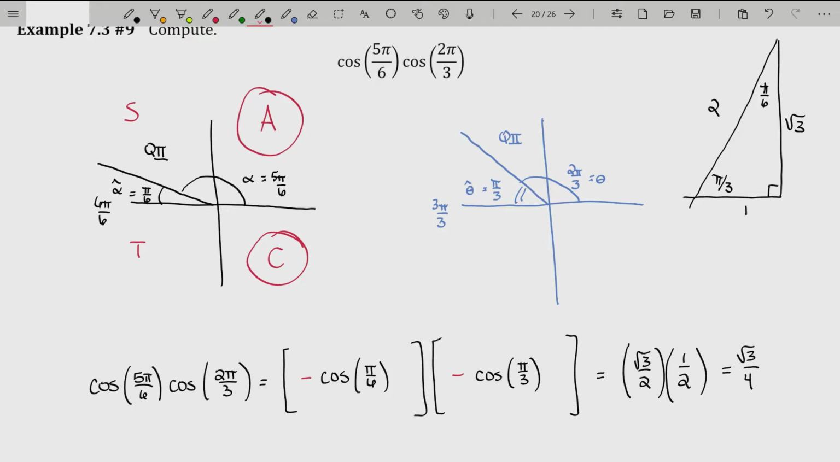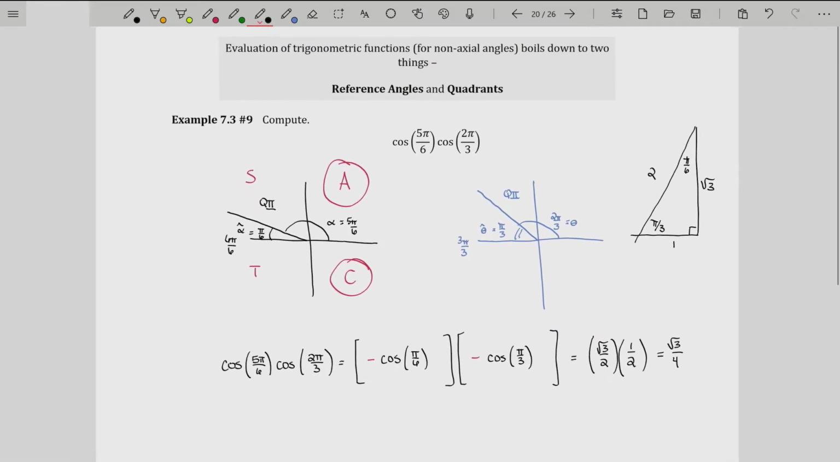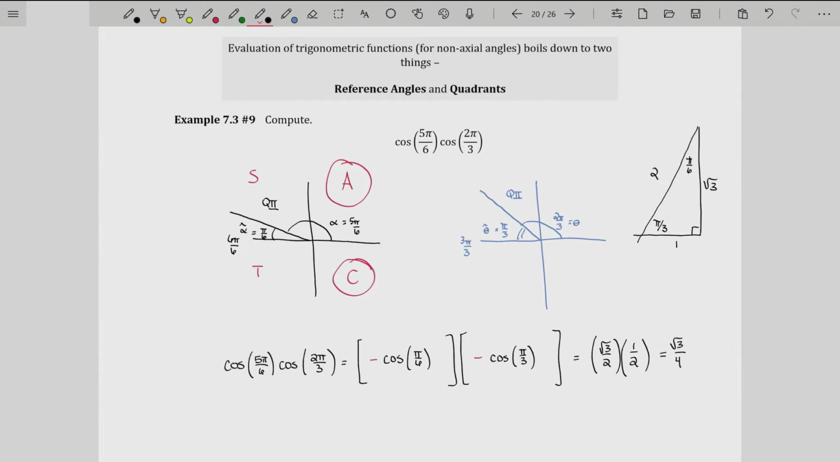So notice how I'm constantly using right triangles. I like right triangle trigonometry so much. And you notice that I rarely reference the unit circle anymore. It's because right triangle trig really dominates most of your mathematics.